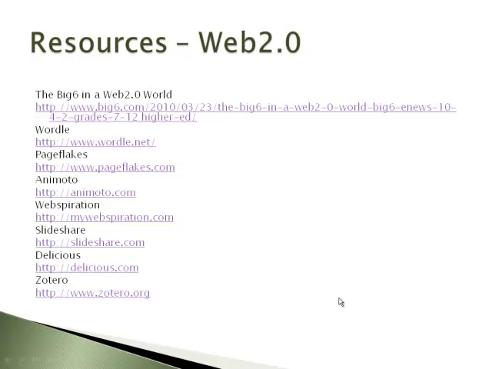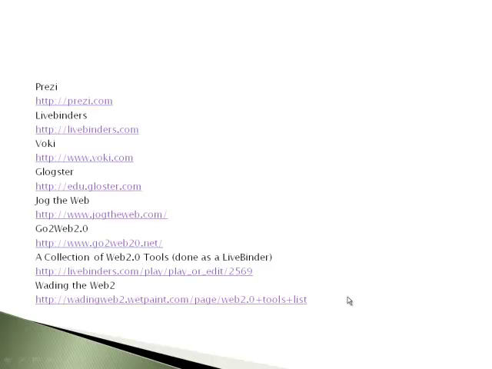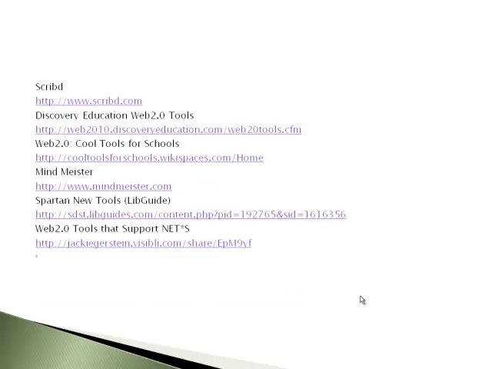You will see other resources that we have used throughout this workshop, including Zotero, Delicious, Webspiration. You're also going to see ideas on Prezi. Prezi is such a fun way to present information. It's kind of a step above a PowerPoint. There's Voki, Jog the Web, and plus I have some other tools and web pages that you can go to and get ideas and thoughts about information literacy and Web 2.0. One of my favorites, of course, is Discovery Education. They are a world of information at Discovery.